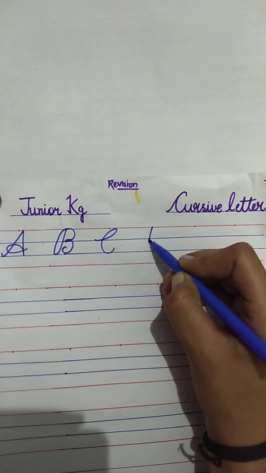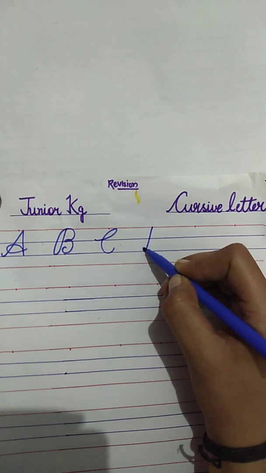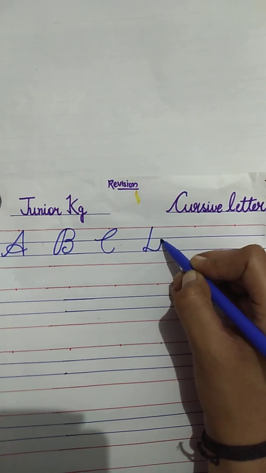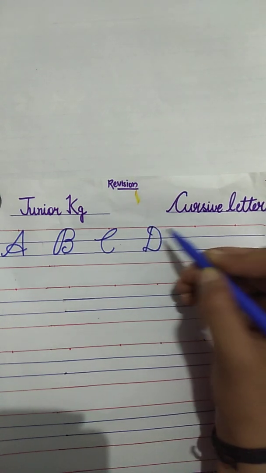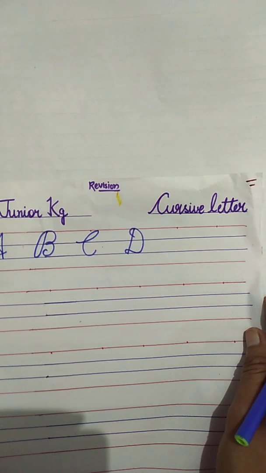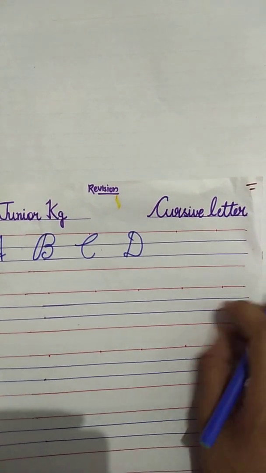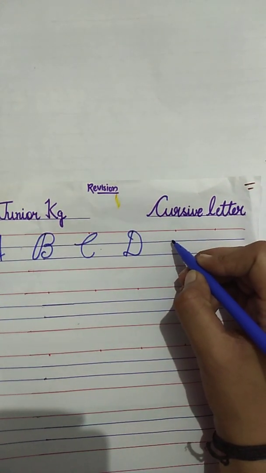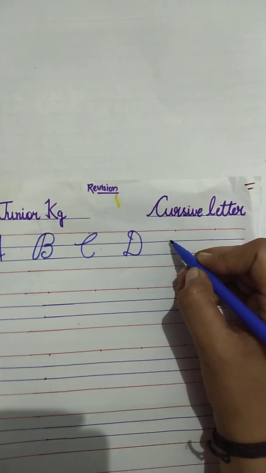You have to draw a slanting line. आपको एक slanting line बनानी है. Then a loop. Then a semicircle and stop here. D for duck. D-U-C-K. Duck. Now the next letter is E. E for elephant.